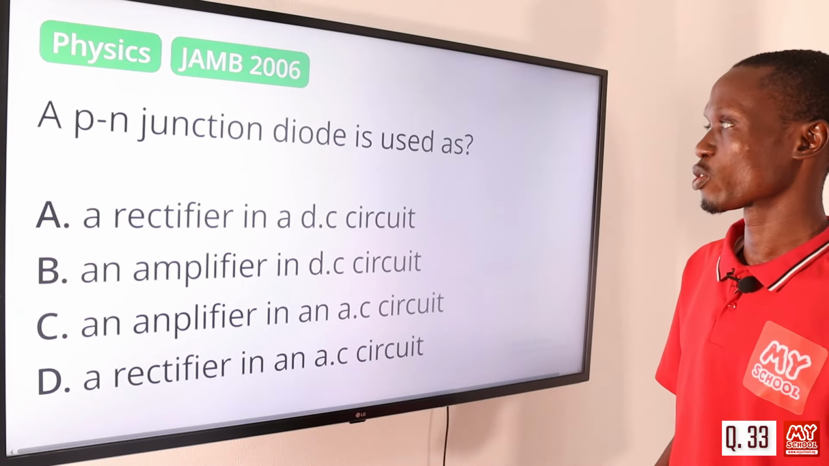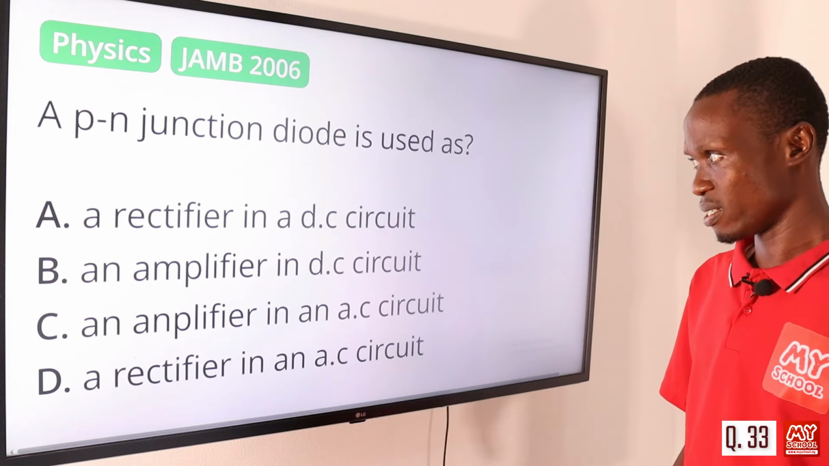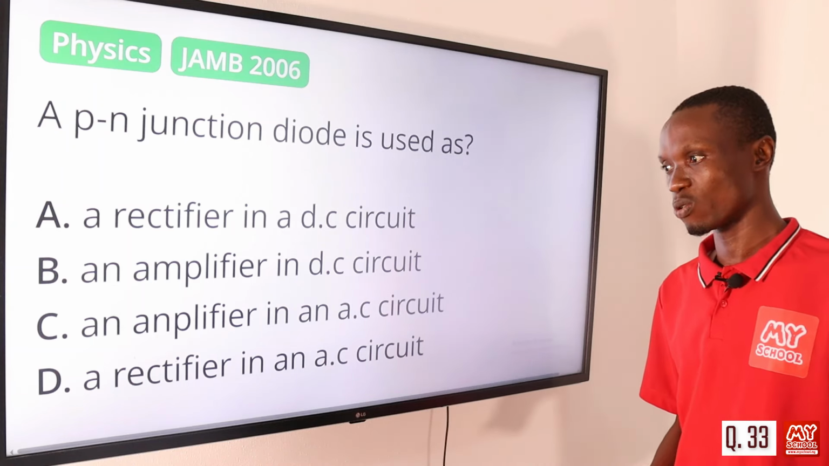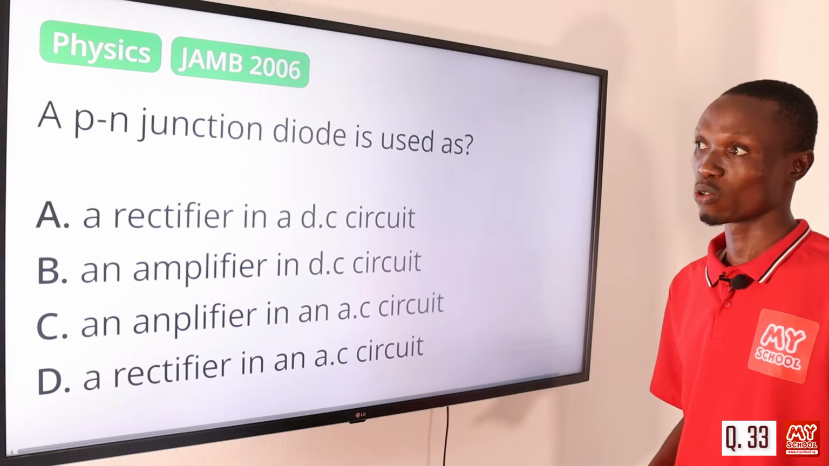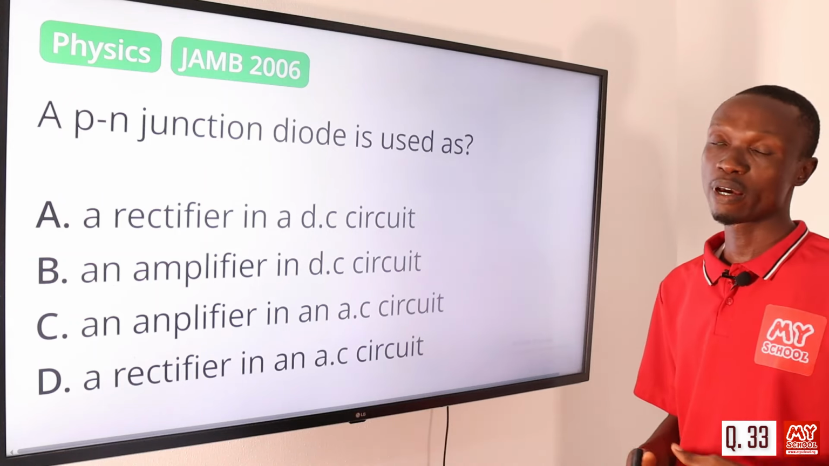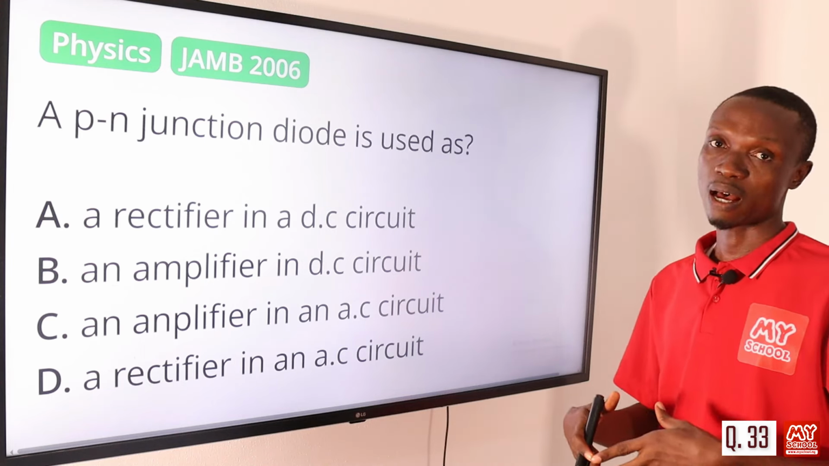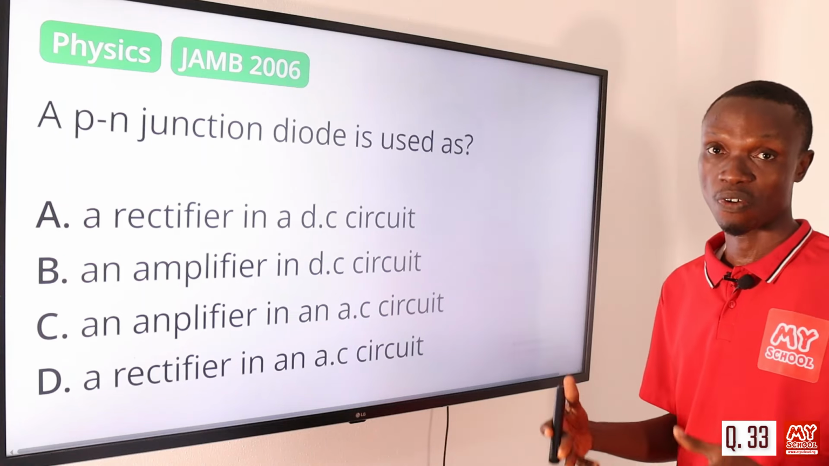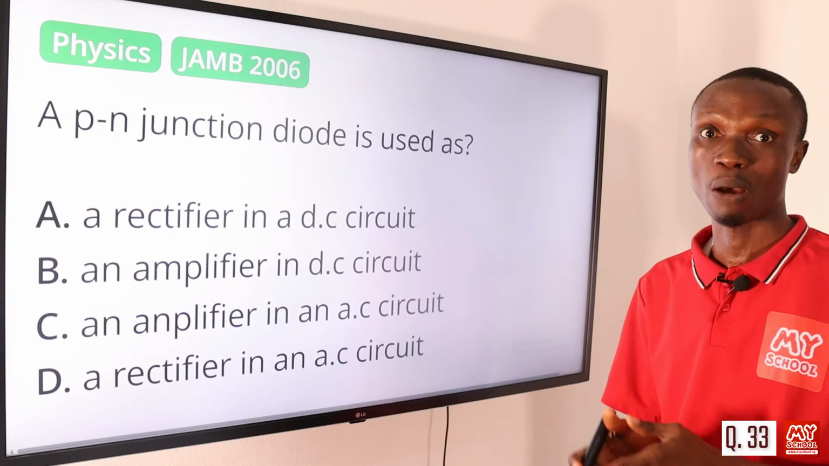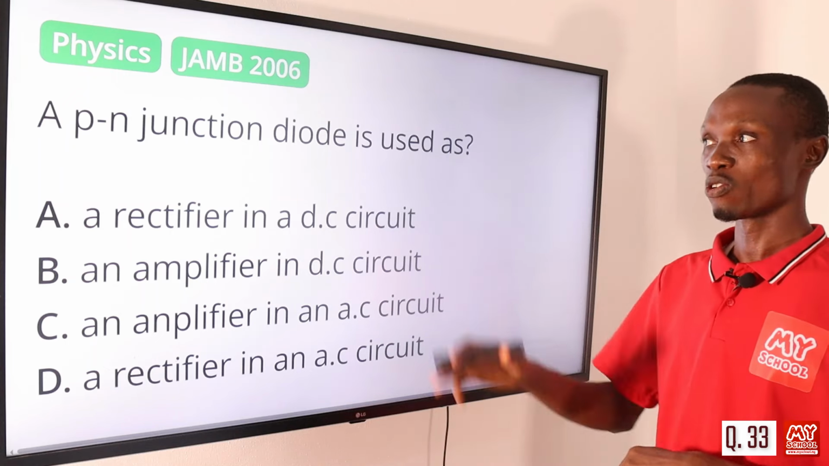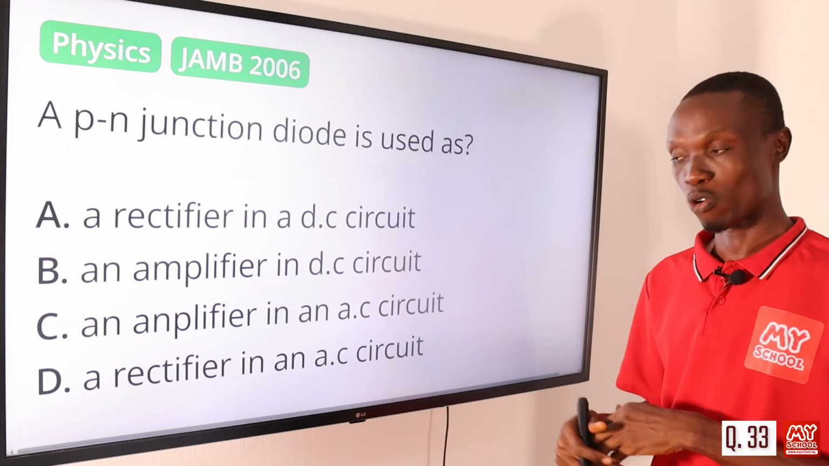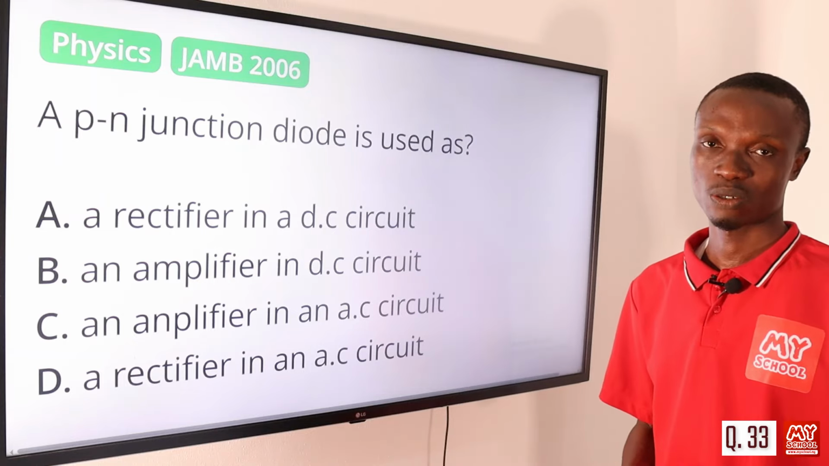Question 33. A PN junction diode is used as A, a rectifier in a DC circuit, B, an amplifier in a DC circuit, C, an amplifier in an AC circuit, D, a rectifier in an AC circuit. So the answer to this question is option D, a rectifier in an AC circuit. A PN junction diode is commonly used as a rectifier in a power supply to rectify AC voltages. Now remember that a PN diode, or junction diode, permits current to flow in only one direction. So for that reason they are used as rectifiers in an AC circuit to rectify AC voltages. That makes option D the correct answer to this question.